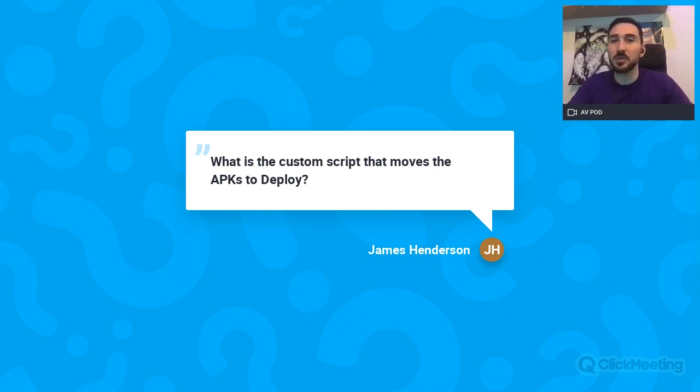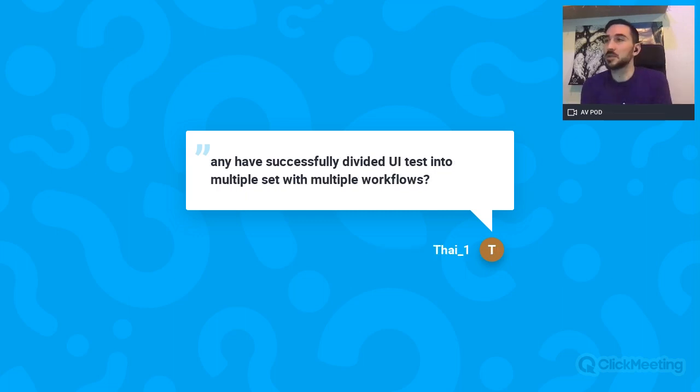What is the custom script that moves the APK? That was simply just a copy step. And you have successfully divided UI test into multiple sets with multiple workflows.